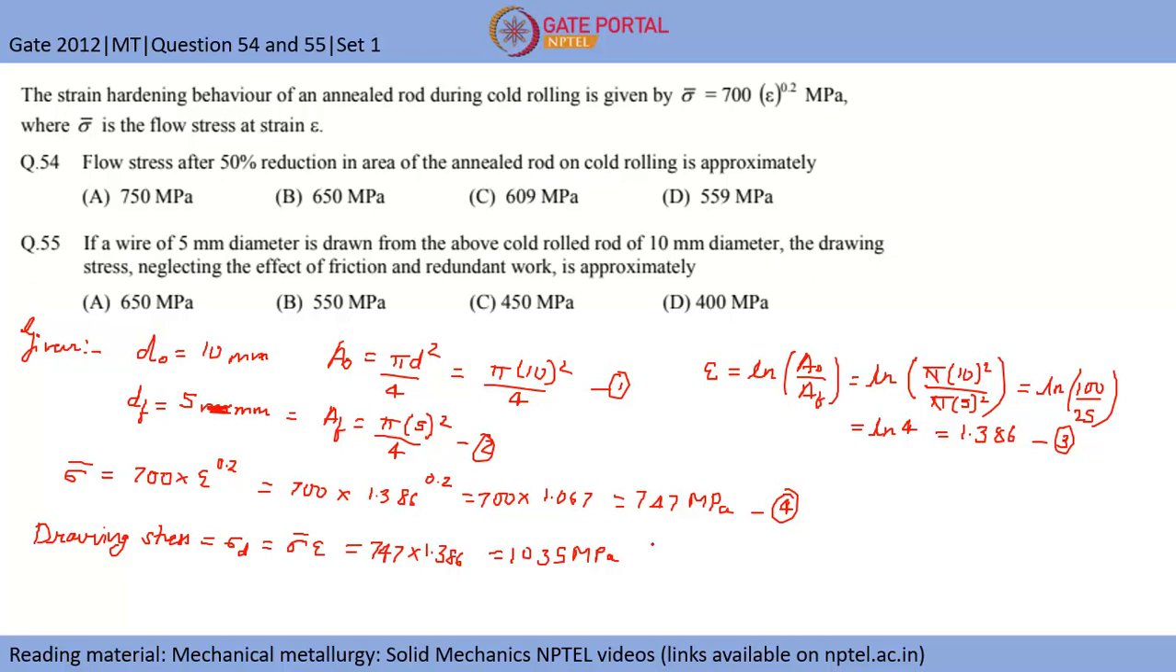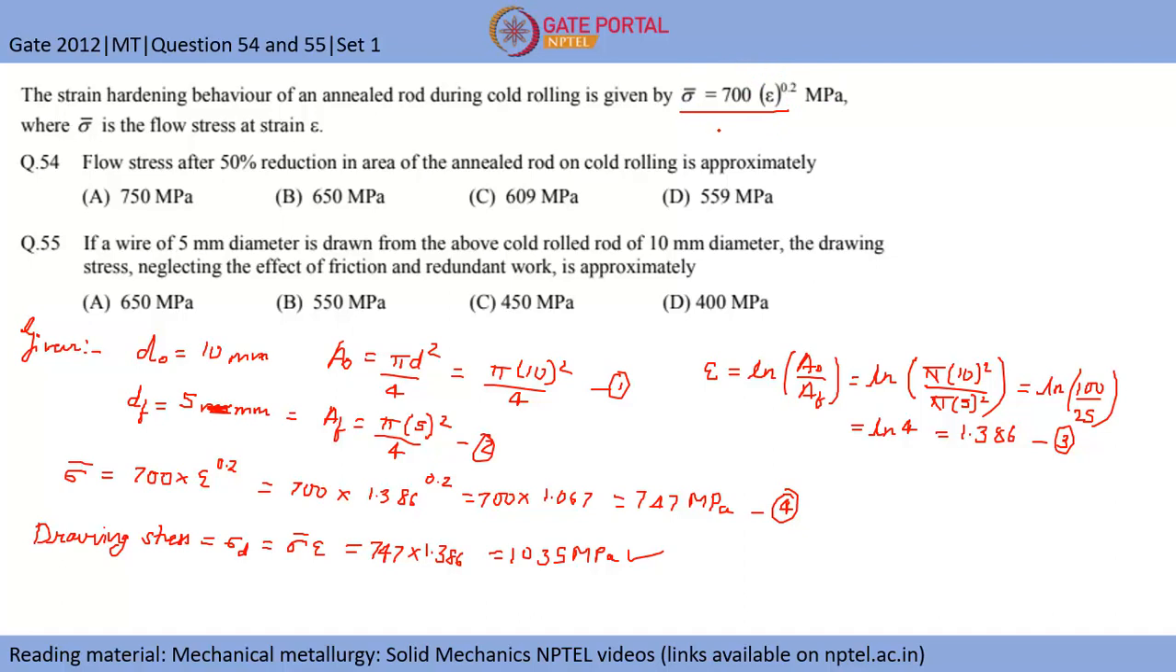So the correct answer for question number 55 is basically 1035 MPa, which is not available in any of the 4 options. That's why marks were given to all the students at that time. If you know these equations, both questions were dependent on this fundamental formula which they had given. This is basically the equation of plasticity, where sigma is given by this equation.